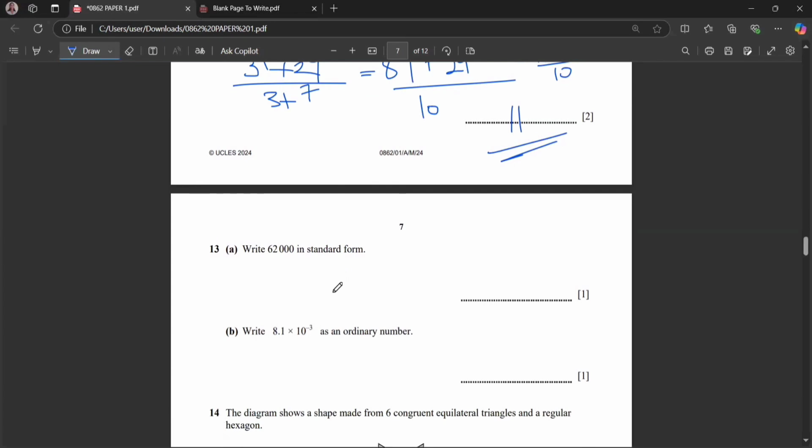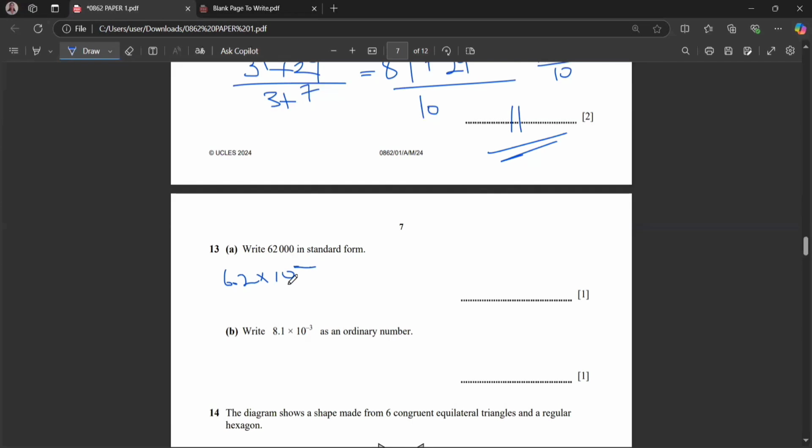Write 62,000 in standard form. So writing a number in standard form means you will try to write it with a single non-zero digit before the decimal point. So that means 62,000, it should start with 6.2 times. So writing in standard form means representing a number in its powers of 10. So 6.2 times 10 raised to what is the question here?